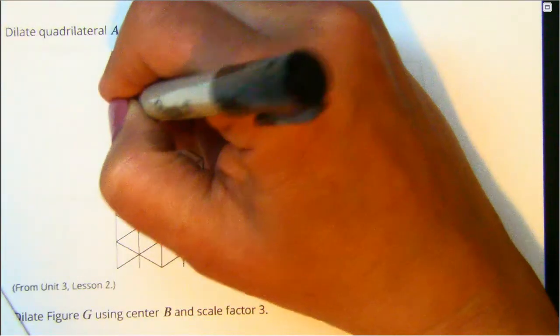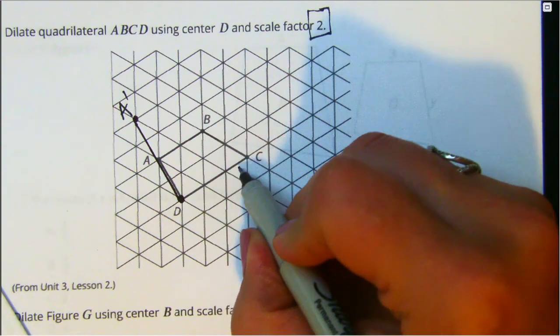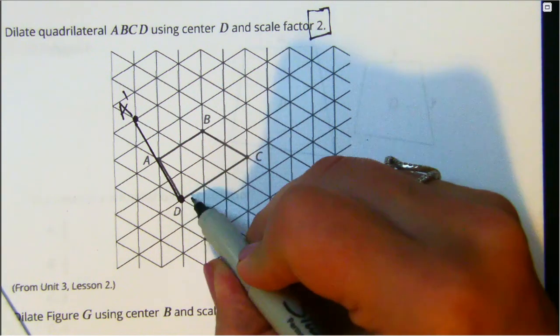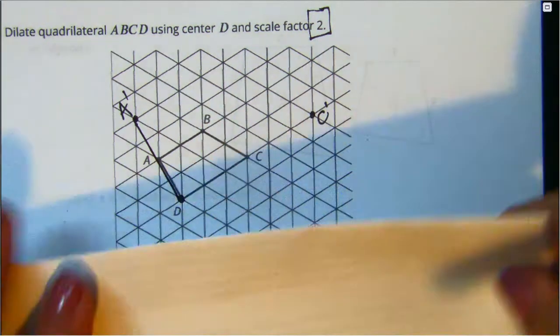So there's your A prime. D to C is 1, 2, 3. So if I double that, it's going to be 6. 1, 2, 3, 4, 5, 6. There's C prime.